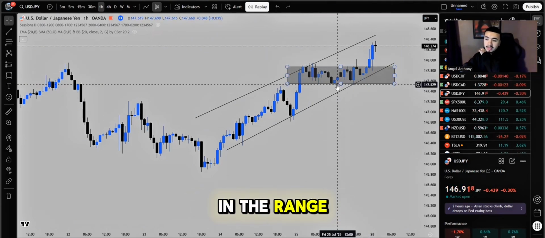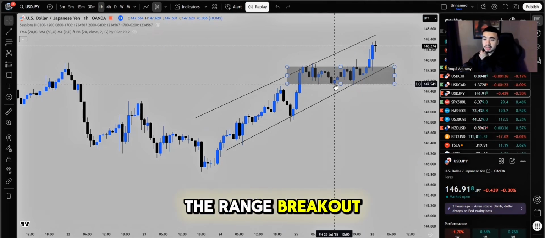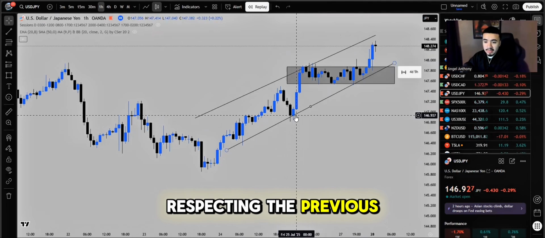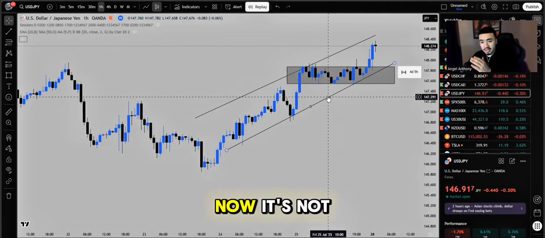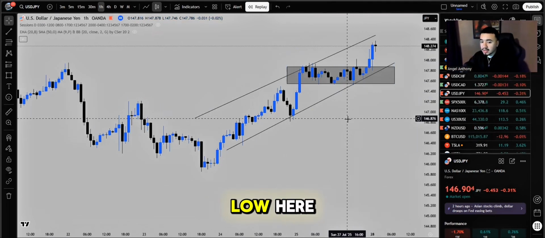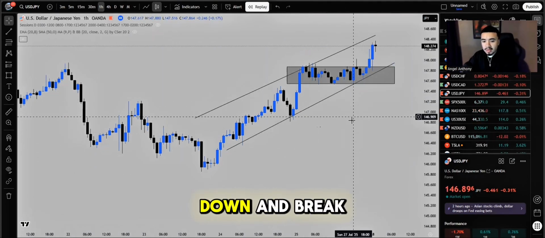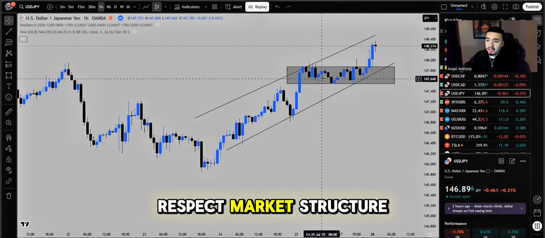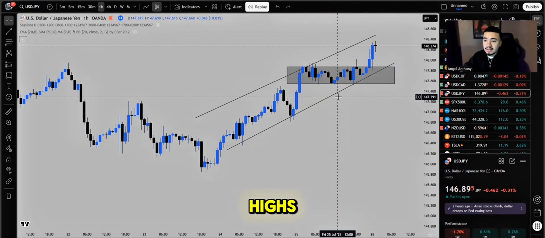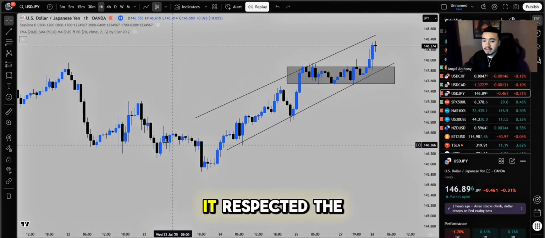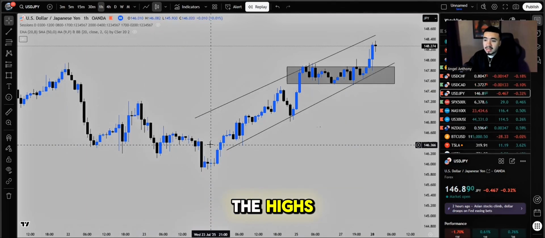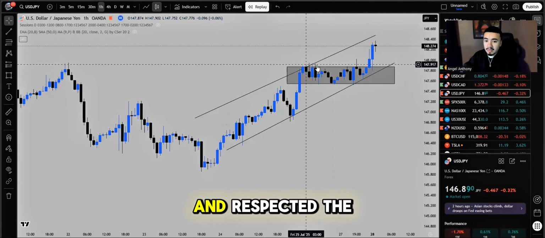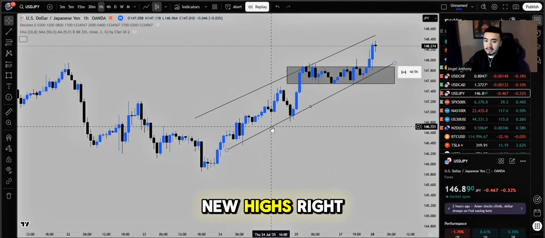You never want to be in the range. You want to trade the range breakout like this, right? But as long as it's respecting the previous lows on an uptrend now, it's not making a low here, and then if this were to come down and break below here, it will no longer be an uptrend. It has to respect the market structure and respect the lows and the highs, just how I did it in the downtrend. It respected the lows and respected the highs. The shift in structure respected the lows and respected the highs. It was making new highs, all right?